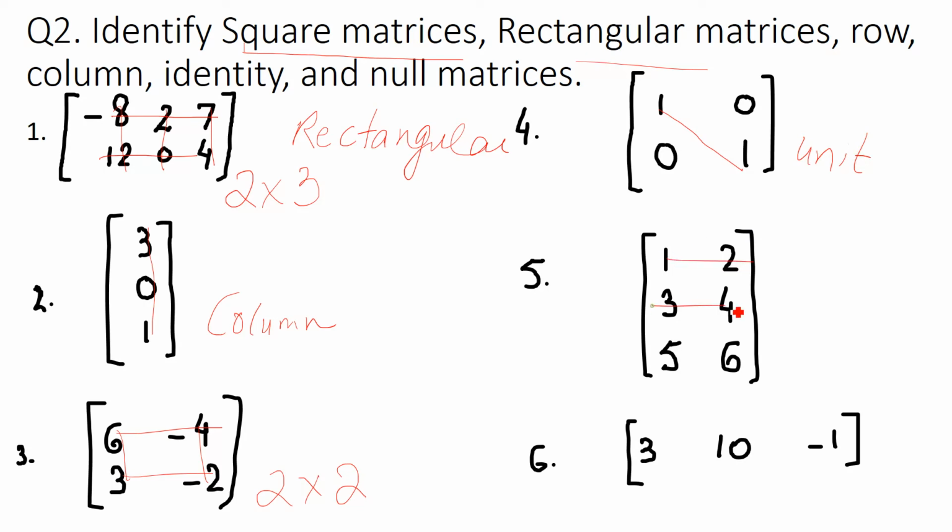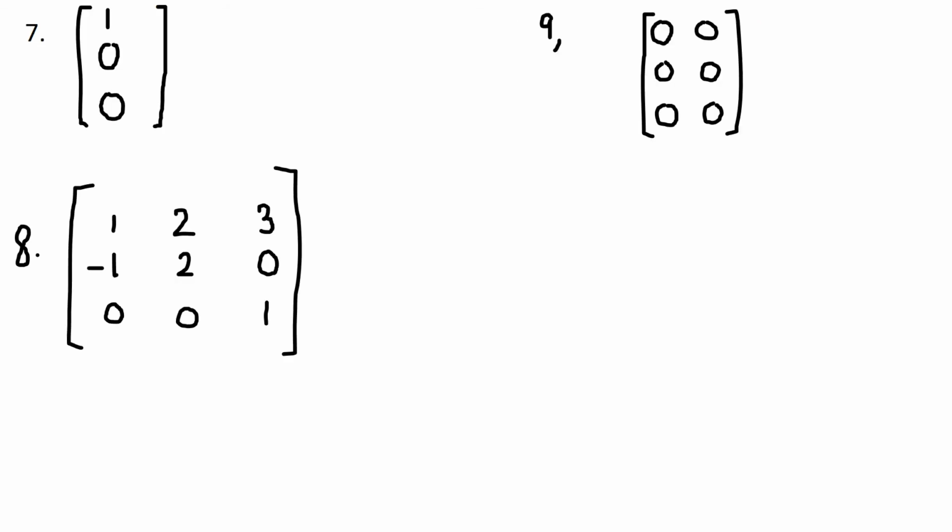Here 1, 2, 3: 3 rows, 2 columns. Different. So this is called the rectangular matrix. And this is one row. This is called the row matrix. Seventh is one column. So this is the column matrix.